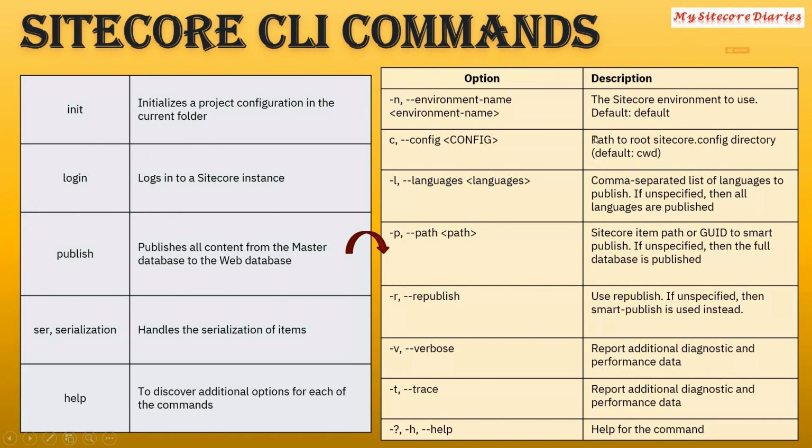You can go into detail when I share one link for the Sitecore CLI, from Sitecore itself, the Sitecore documentation. You can go into detail, but remember, init is used to initialize the project. Login is used to log in to the Sitecore instance. Publish is used to publish all the content. Serialization is used for serialization. Help is used to discover additional options. These are the important things.